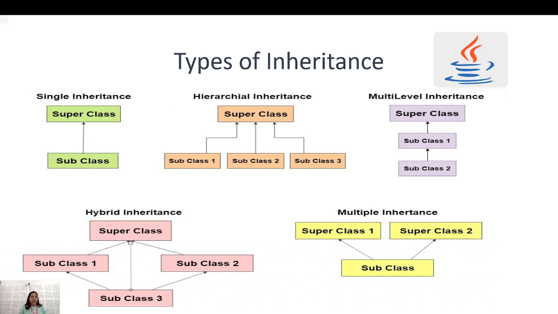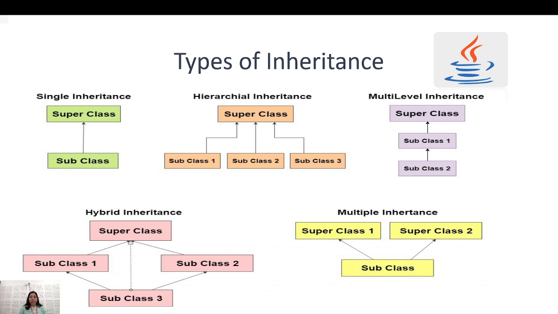Now let's see what is hybrid inheritance. Hybrid inheritance means one superclass is there and two or more subclasses are there, and these subclasses will have a single common child class, one common subclass, and that is called hybrid inheritance.